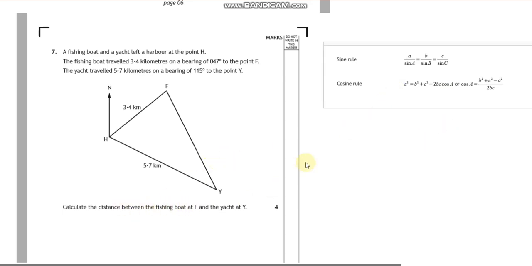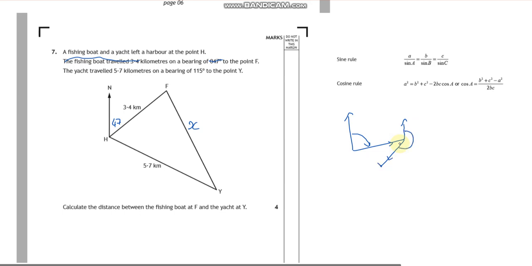So distance between F and Y is what we're finding. So I'm going to write that down. And if you go through the full question, you'll see that that's already on the drawing. That's fine. But what's not on the drawing is that the fishing boat travelled 3.4 kilometres on a bearing of 47. So what we don't have in is that this is 47. Okay, so a bearing is just the distance from the north to the line that you're on. So that'd be the bearing for that one. If we're going in this direction, the bearing would be all the way around from north around to here.